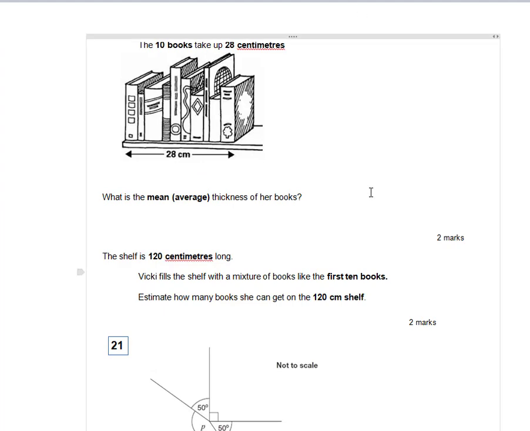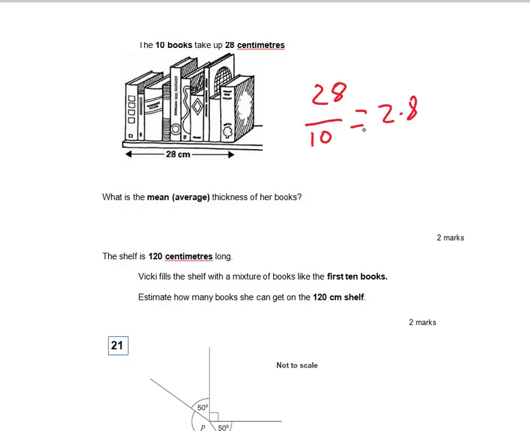In this question, it's saying that 10 books in this particular shelf take up 28 centimeters. What's the average thickness of her books? I think the introduction mentioned a girl. So if 10 books take up 28 centimeters, then the average is going to be 28 divided by 10, which is 2.8, right?